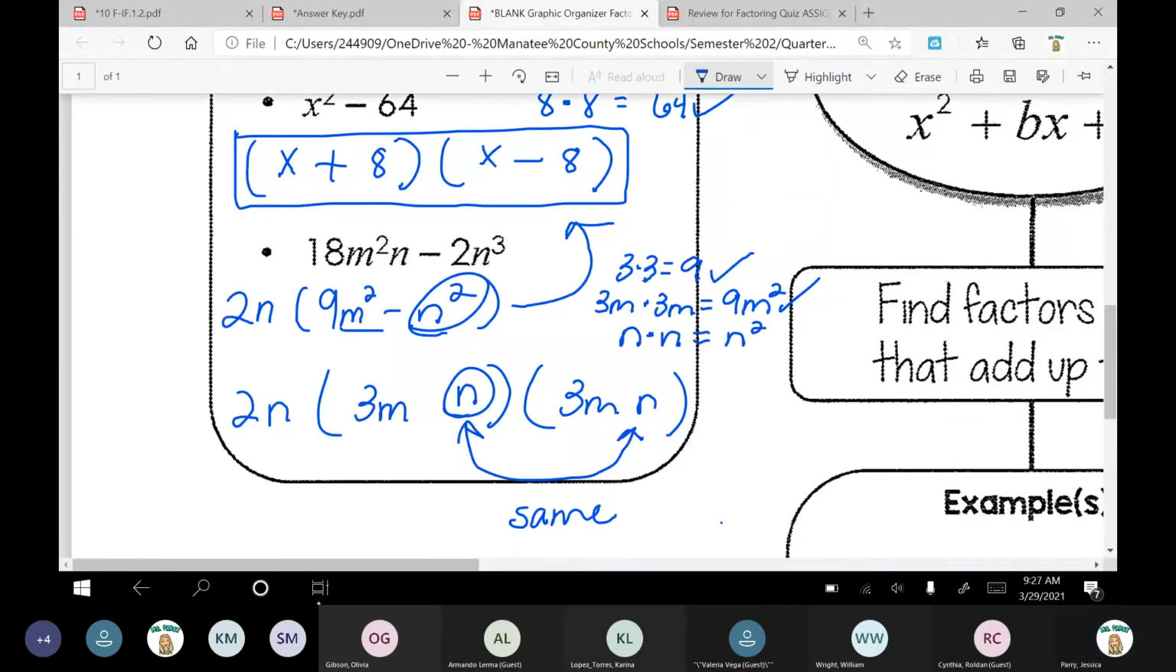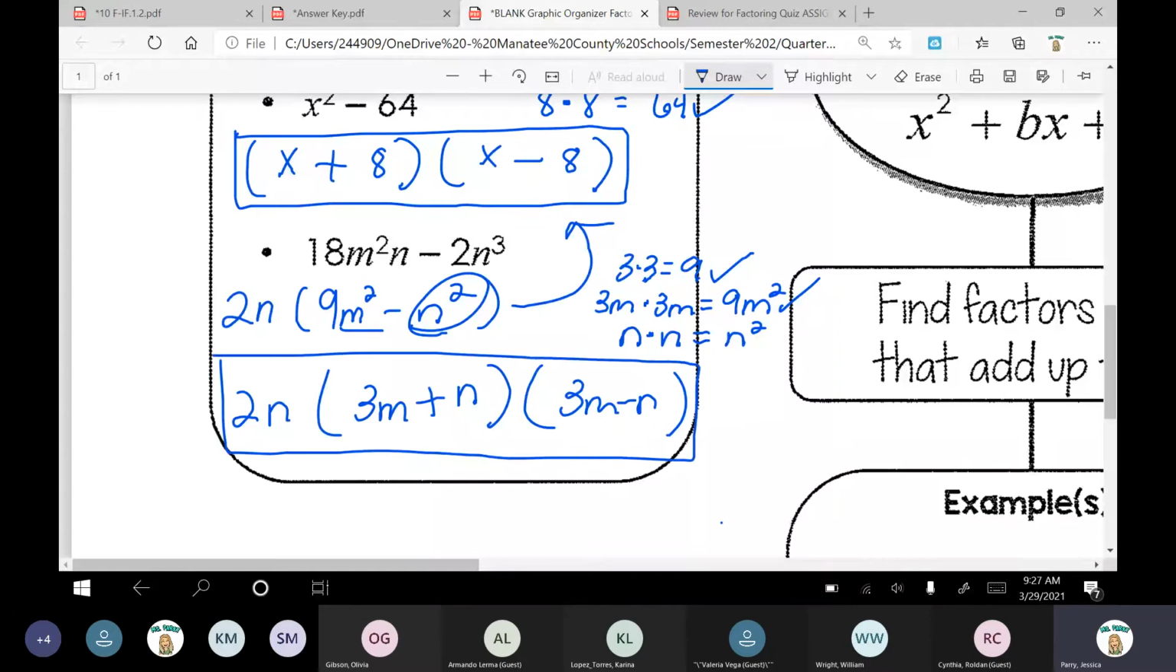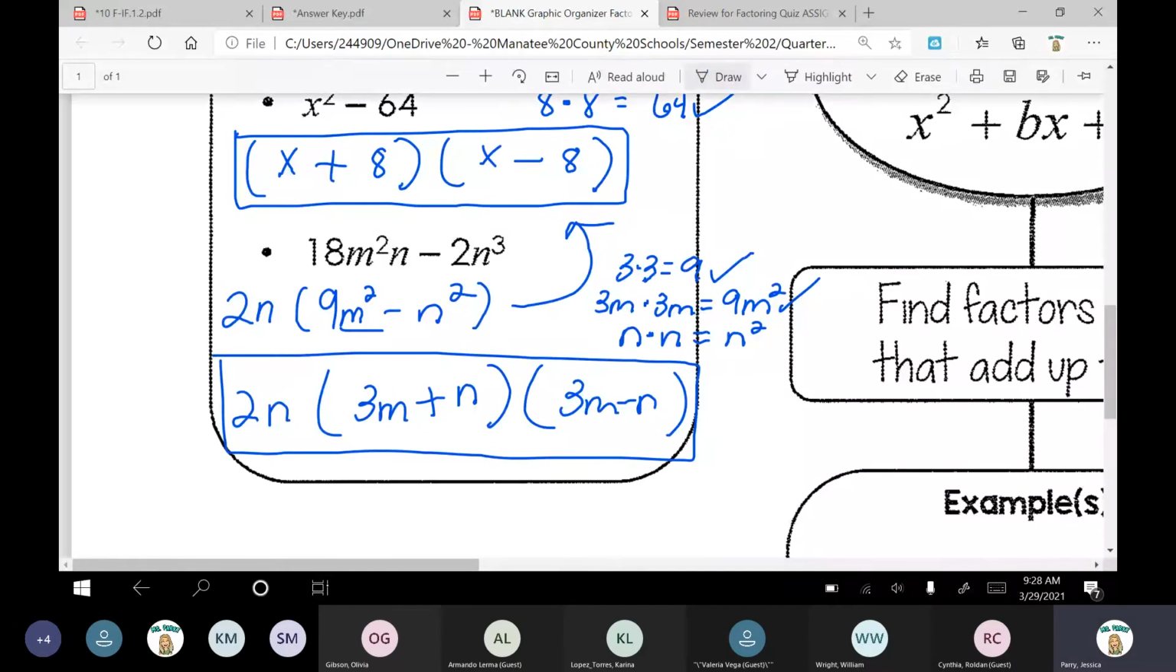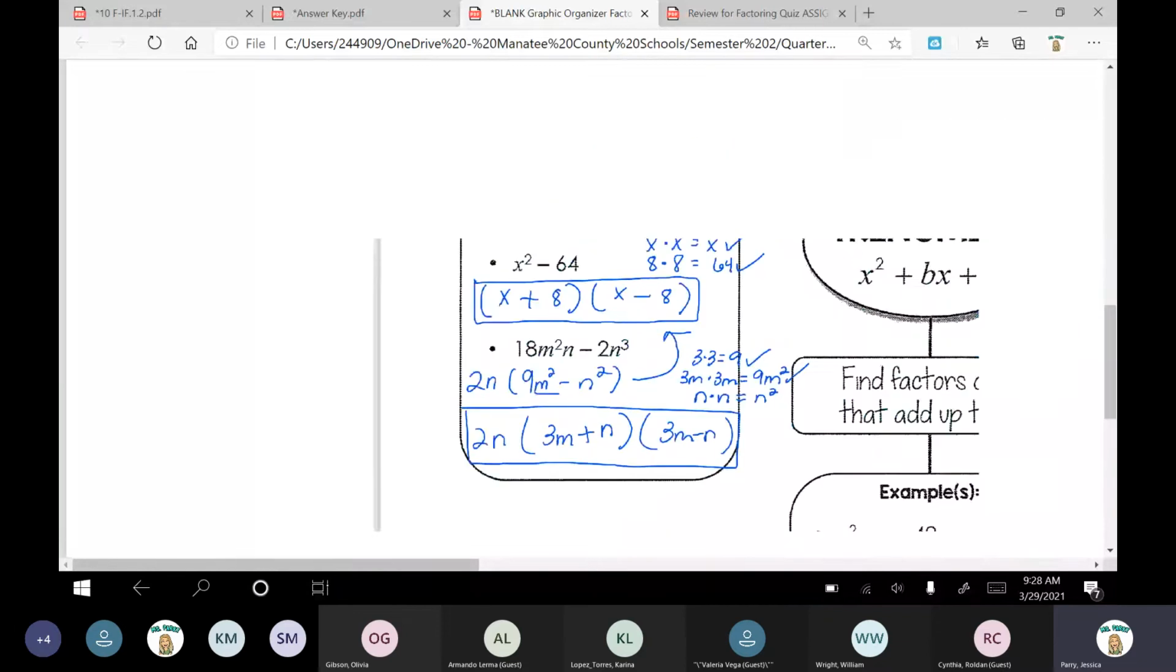Perfect. Okay, almost done. We need to add in our signs. Here's a plus sign. Here's a minus sign. And then you are all finished. That would be your final answer there. We first factored out that 2n, and then the rest is the same from the first example there. Okay, so that was to help you with numbers 5 through 6.